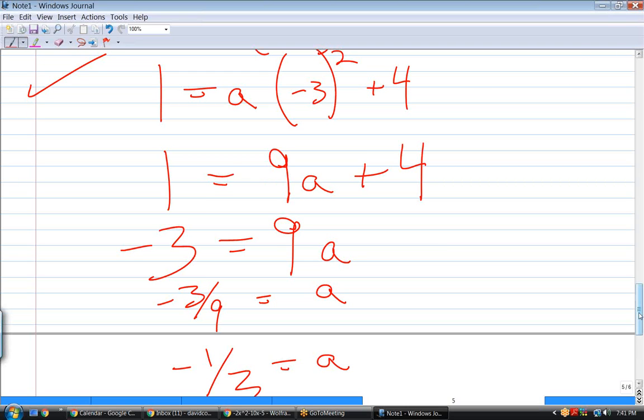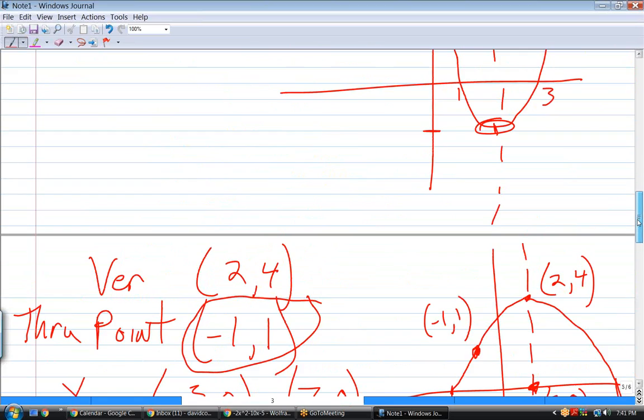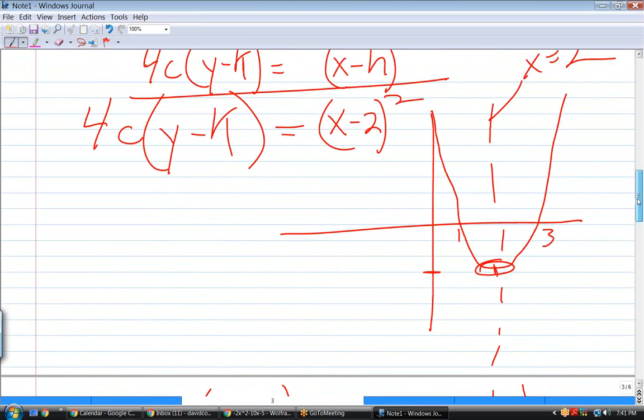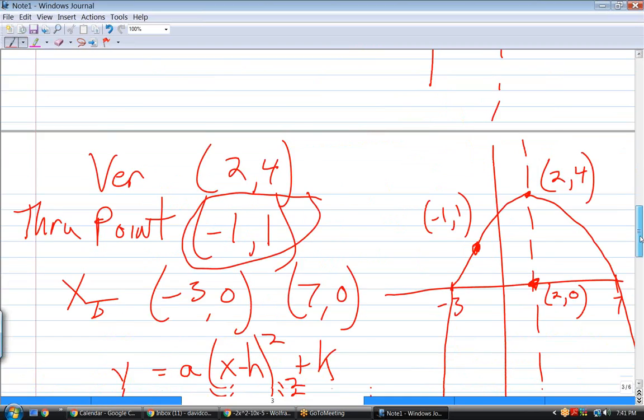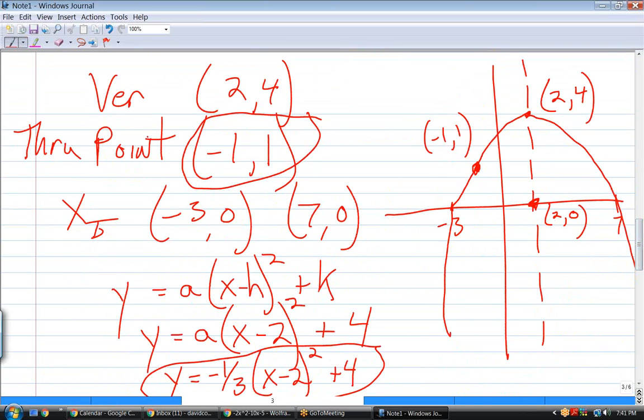But the critical part of this problem was the incorrect data they gave you. There's no way the vertex could be at minus 2, 4, and the X-intercepts could be these 2 intercepts. Because the line of symmetry has to go exactly in between your X-intercepts.